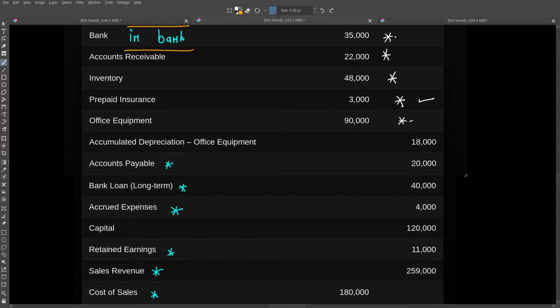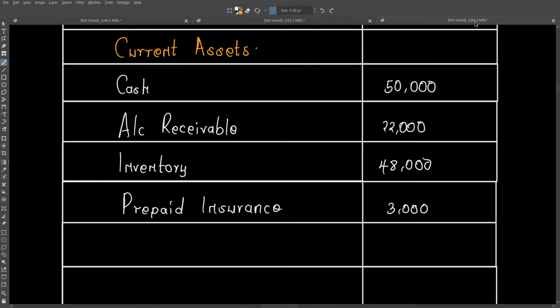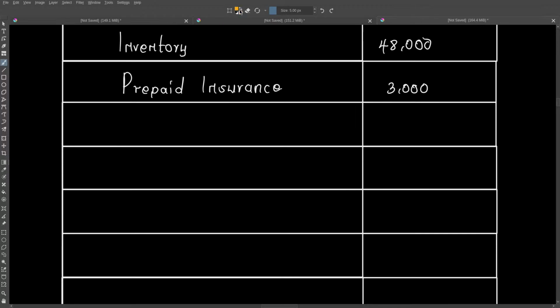When you buy equipment, let's say furniture, do you buy office equipment to use it within a period of 12 months? No, you're buying, for example, that chair so that you can use it for a period of more than 1 year. So here office equipment is a non-current asset. Let's start with non-current assets.